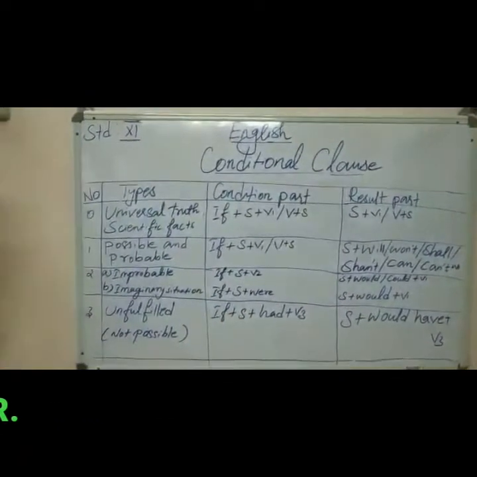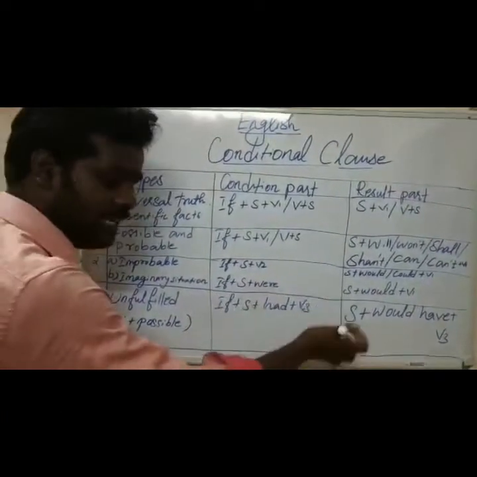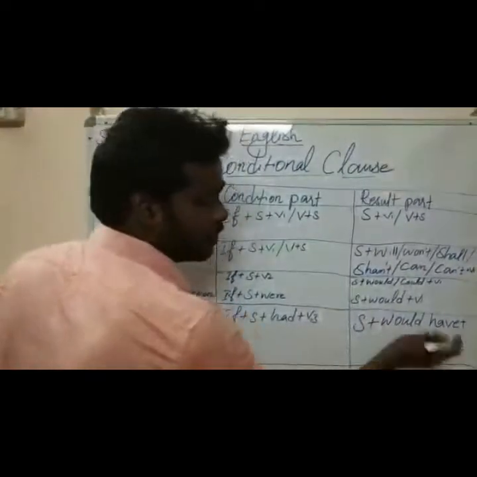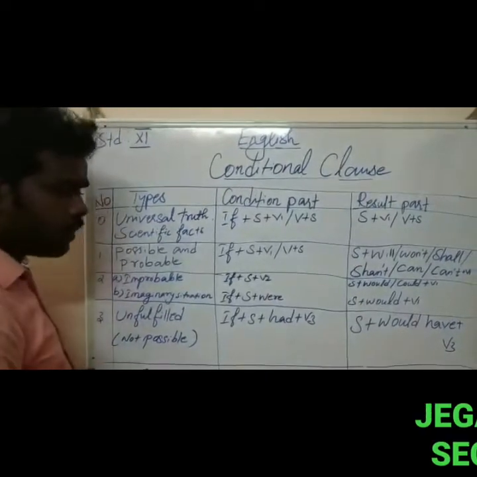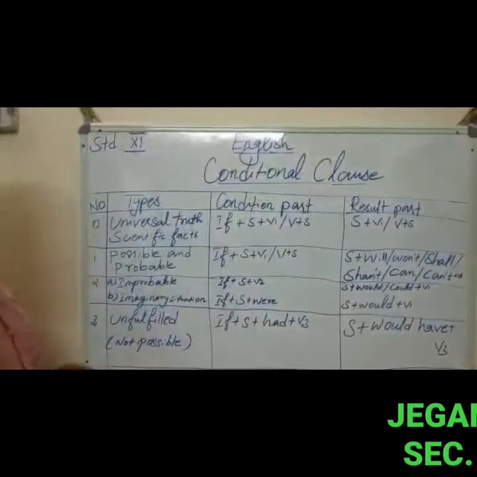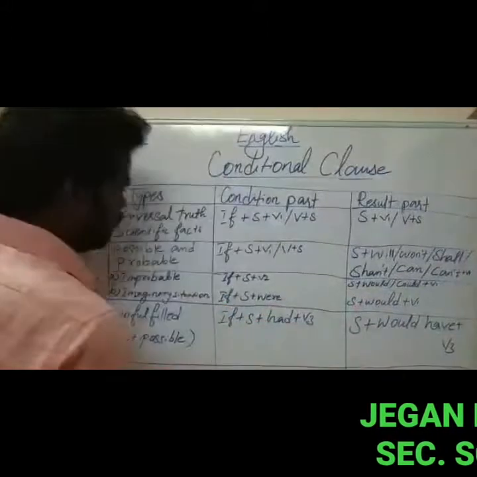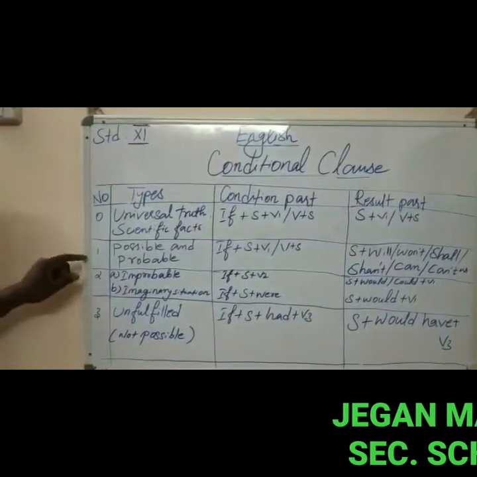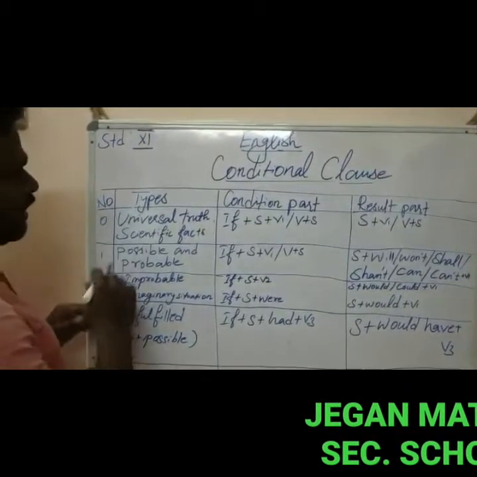The result part: subject plus would have plus V3. Would have plus V3. If you had studied well, you would have scored. So scored is the third form of verb, past participle. Okay. If you had studied well, you would have scored more marks. Okay. This is the tabular column of the conditional clause: zero, first, second and third types. Let us learn with examples.